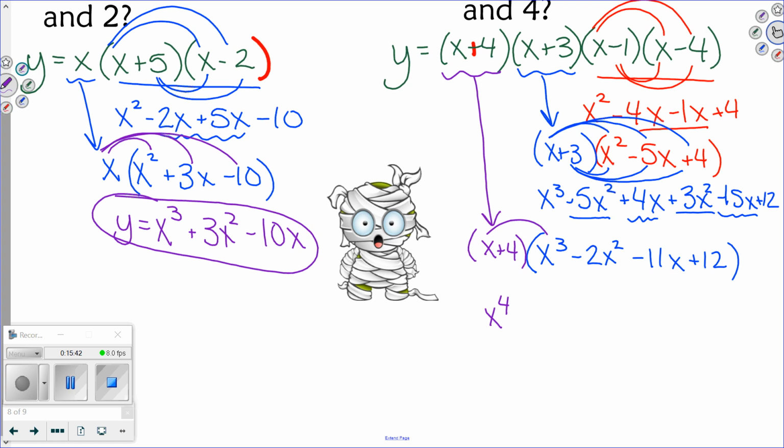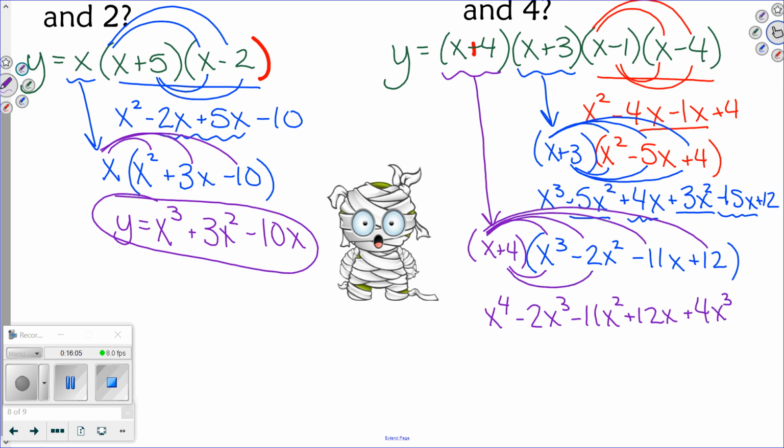So x to the 4th minus 2x cubed minus 11x squared plus 12x. Isn't this fun? Plus 4x cubed minus 8x squared minus 44x plus 48. Am I done yet? No, I didn't collect my like terms yet.